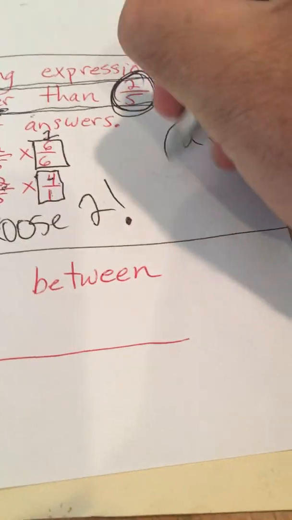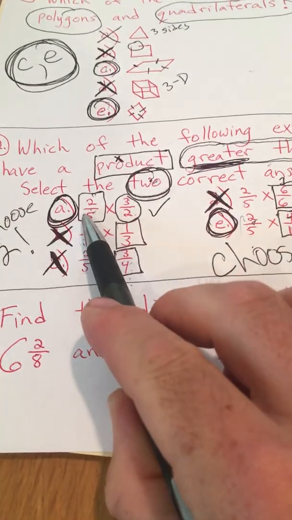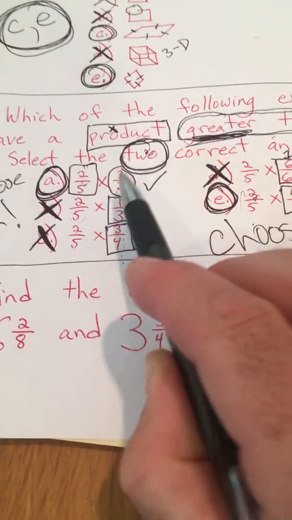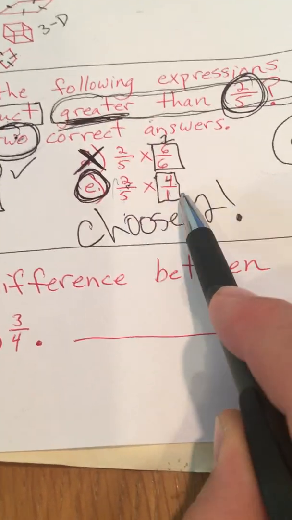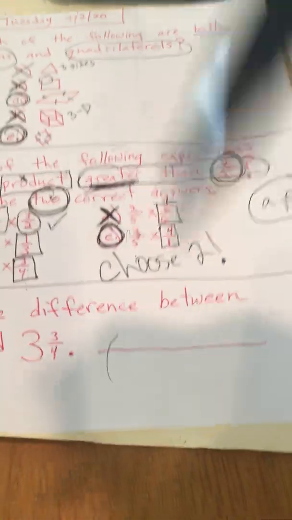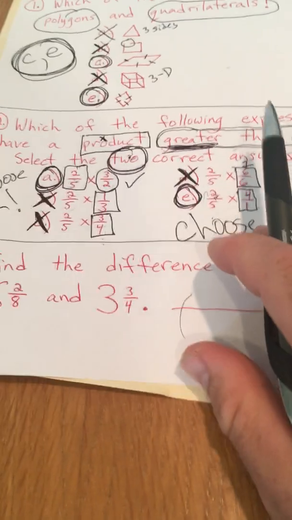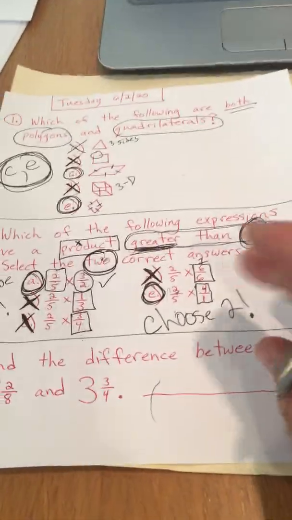Okay, so the two answers are A and E for this one. Because we multiplied 2/5 times a fraction that's greater than 1, it's going to get bigger. So A and E are the correct choices for that one. Give yourself some snaps if you got that. Good work. And last problem, number 3.